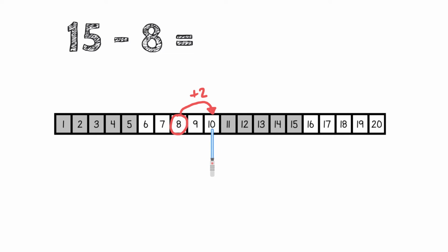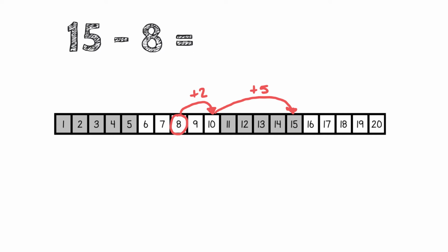Now I'm at 10. Now I need to go from 10 to 15. So I'm going to go from 10 all the way over to 15. And how many does it take to get from 10 to 15? Well, that's why we use 10. 10's that friendly number, and we know that it's 5 because 10 plus 5 equals 15.